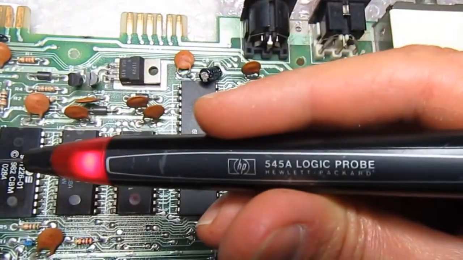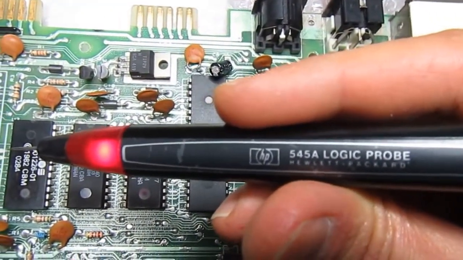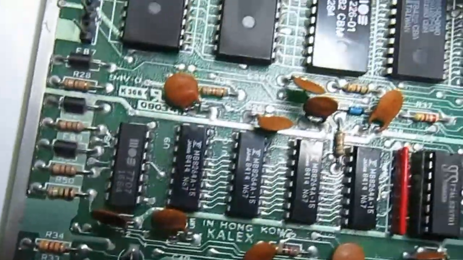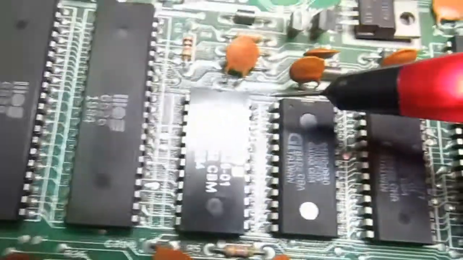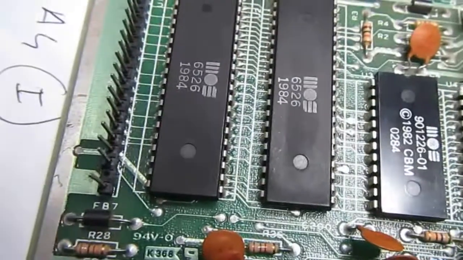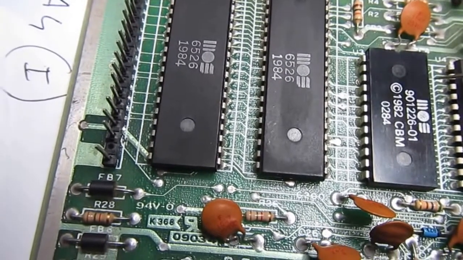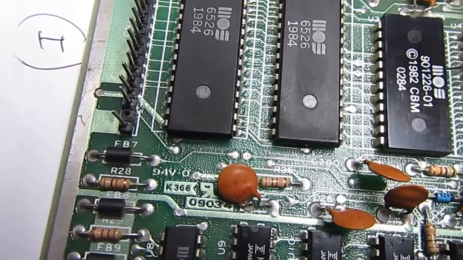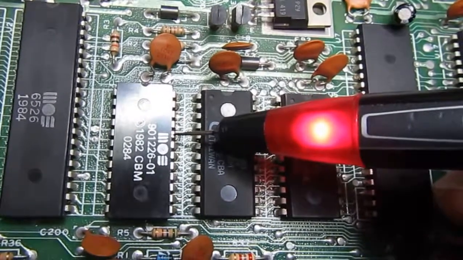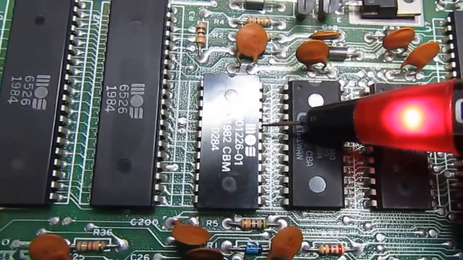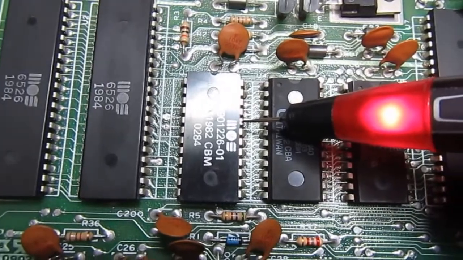Okay, we are going to test with the logic probe, which is a very good tool. What ROM is used? You see the cartridge is working, and ROM select is on pin 20. So basic is not used. You see the steady light means high level, and the chip select is active low, so this ROM is not used.